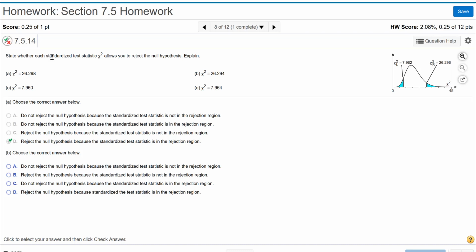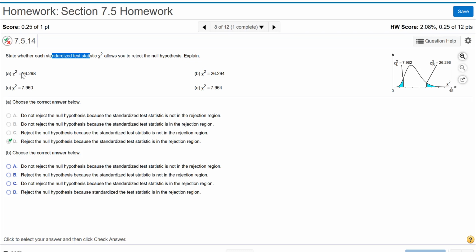The standardized test statistic being chi-squared here allows us to reject the null hypothesis. And really, once you get the left and the right values correct, it's just about comparing them. That's about it. So these four problems should go very, very quickly. This is 7.5, question number 8. Let's go with it.